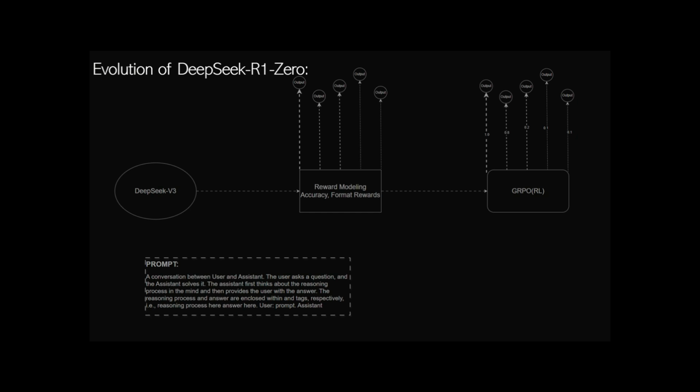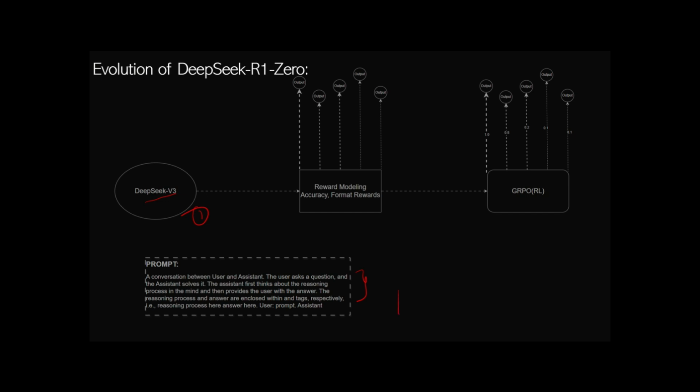This is a high-level diagram explaining the DeepSeek-R1-Zero pipeline. In the first step, we can see DeepSeek uses the base model, which is called the DeepSeek V3 model here, and a simple prompt: a conversation between user and assistant. The user asks a question and the assistant solves it. It's basically a very simple prompt.